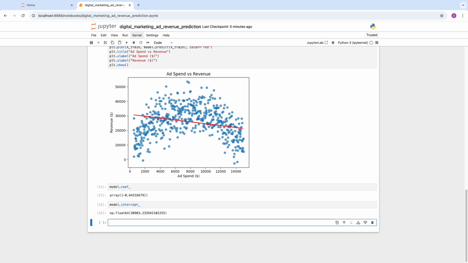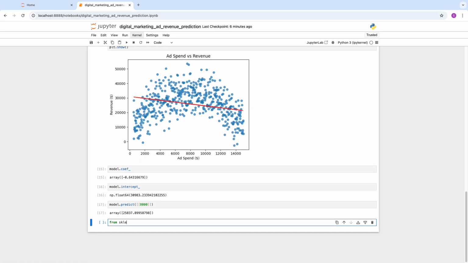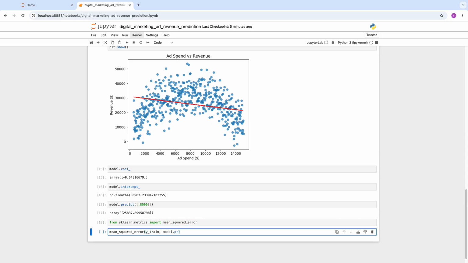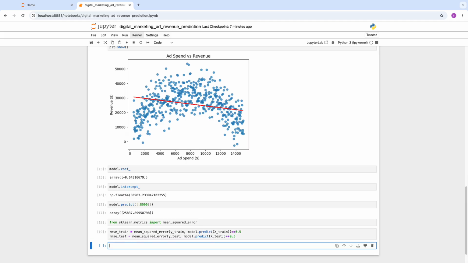All right, let's try making a prediction with our linear model. I'll pass in a sample ad spend of 8,000 using model.predict, and the predicted revenue is about $25,800. Now, to properly evaluate the model, I'll import mean squared error from scikit-learn. I'll calculate the RMSE for both the training set and the test set. Since mean squared error gives us the MSE by default, I'll raise it to the power of 0.5 to get the square root.